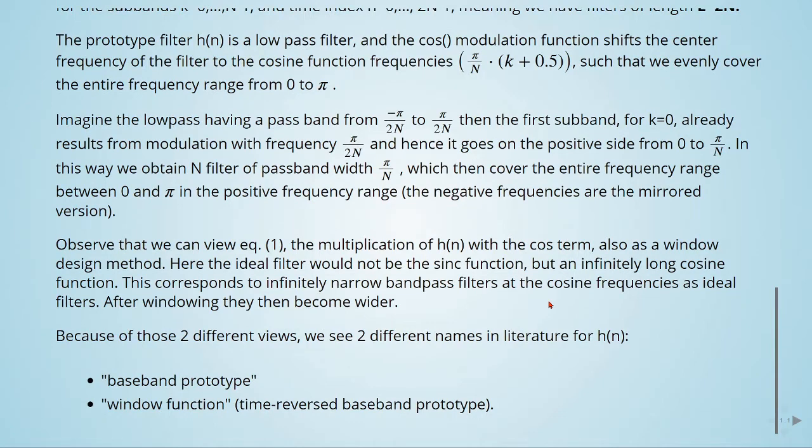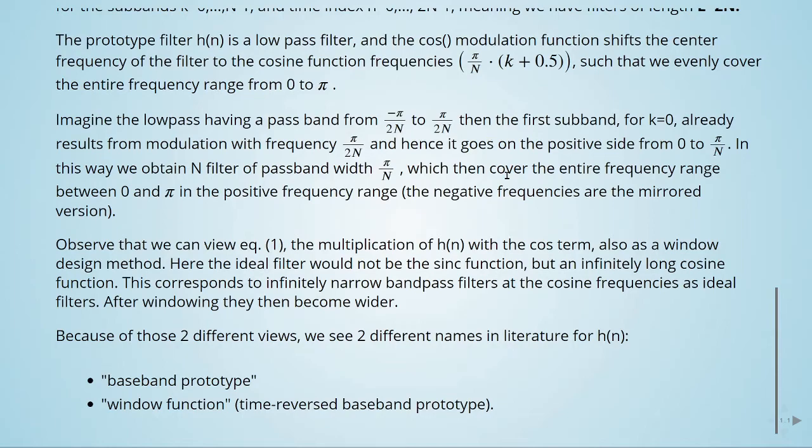Imagine the low pass having a pass band from minus pi divided by 2 times capital N to pi divided by 2 times capital N. Then the first subband, or the subband for when k is equal to 0, already results from modulation with frequency pi divided by 2 times capital N, and hence it goes on the positive side from 0 to pi divided by N. In this way, we obtain N filters of passband width pi divided by capital N, which then cover the entire frequency range between 0 and pi in the positive frequency range. The negative frequencies are the mirrored version.